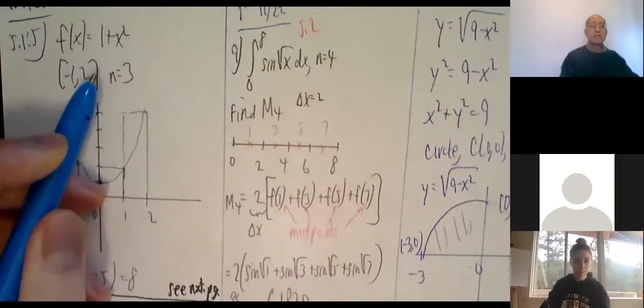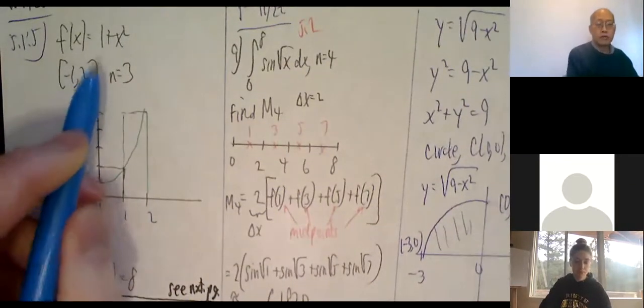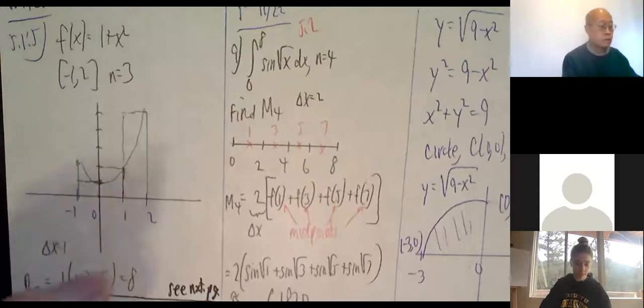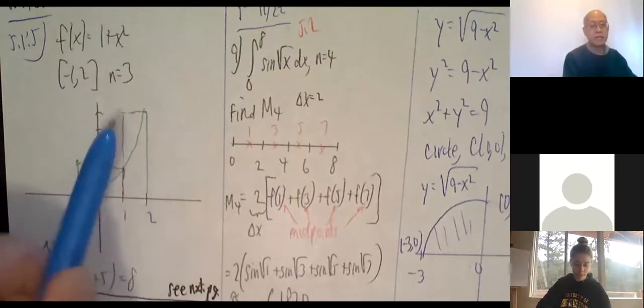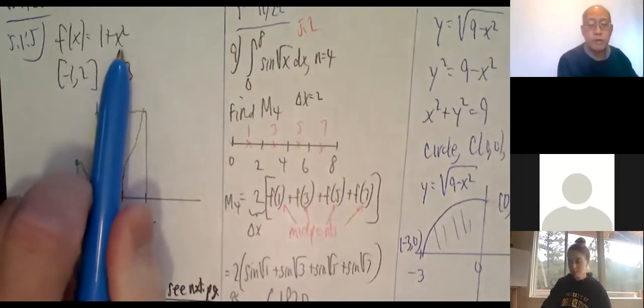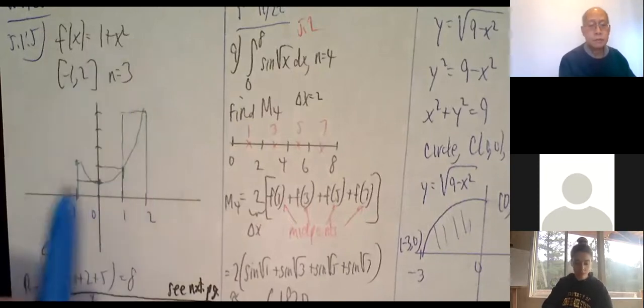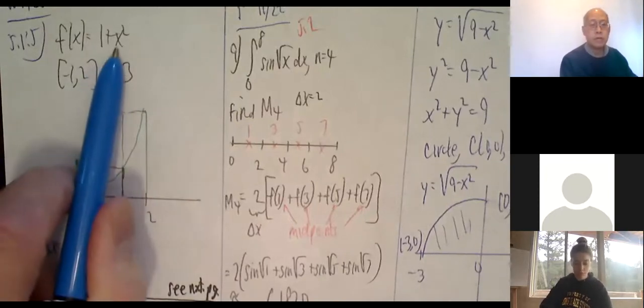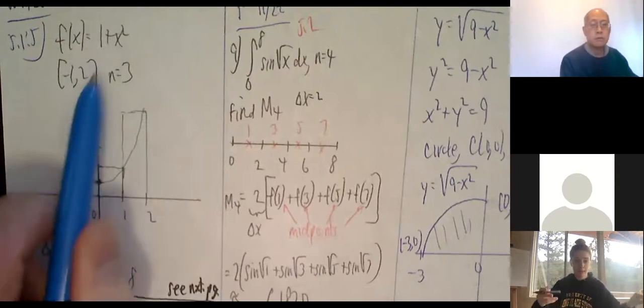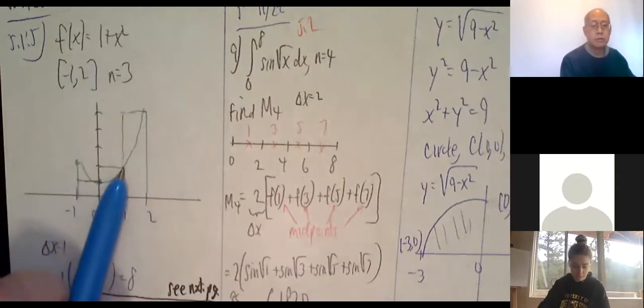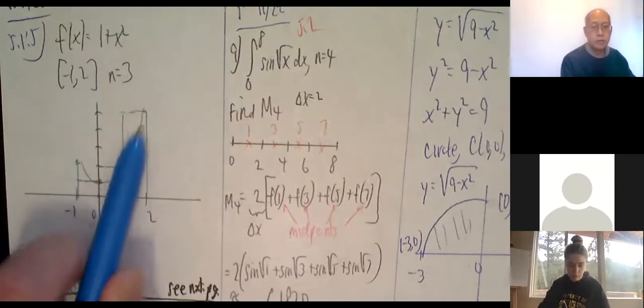f of x equals 1 plus x squared is a parabola opening up. In fact, you can just plug in nice numbers. Plug in negative 1, you get 2. Plug in 0, you get 1. Plug in 1, you get 2. Plug in 2, you get 5. So here's the graph.